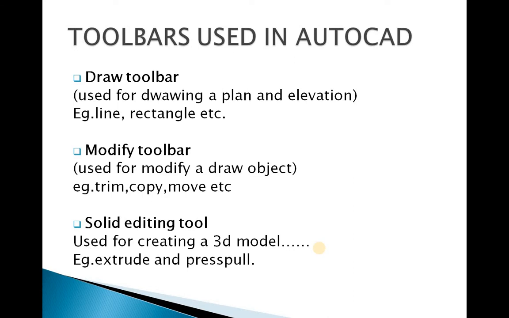If you want to convert your 2D model into a 3D model, then you can use the solid editing or solid tools commands. After combining all these tools, you get about 180 or 200 commands in AutoCAD, and the complete shortcut keys for all those commands we will provide within your syllabus.